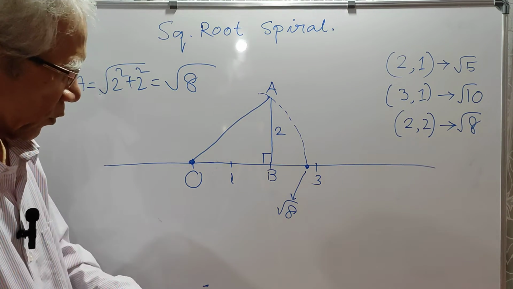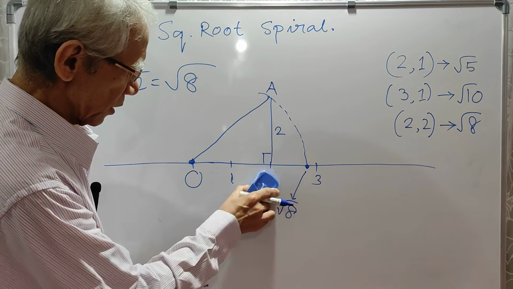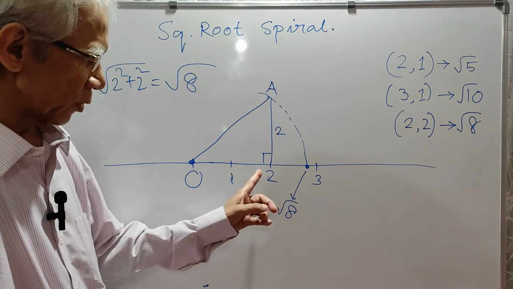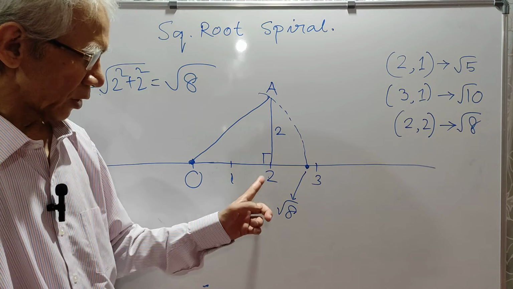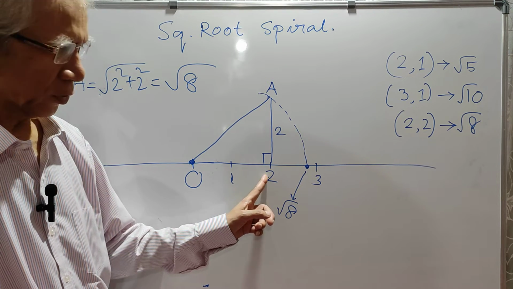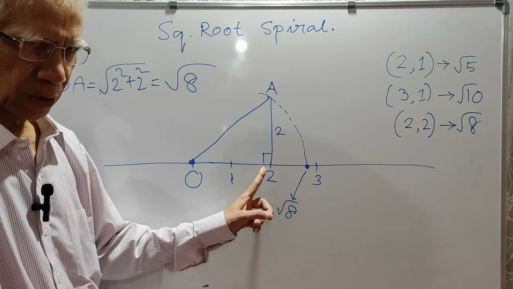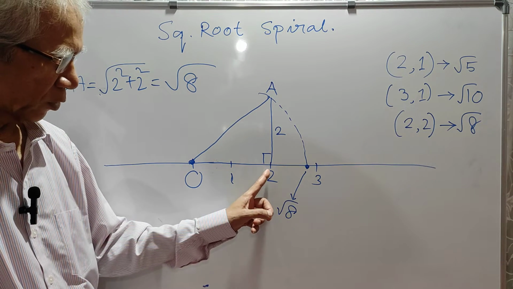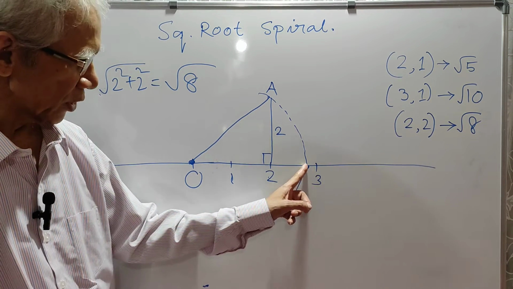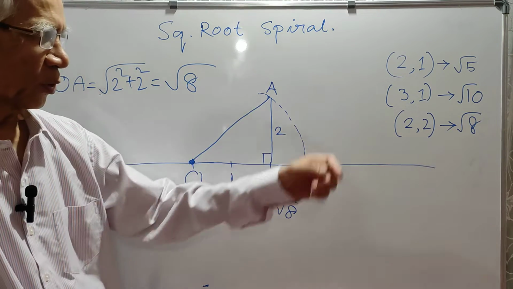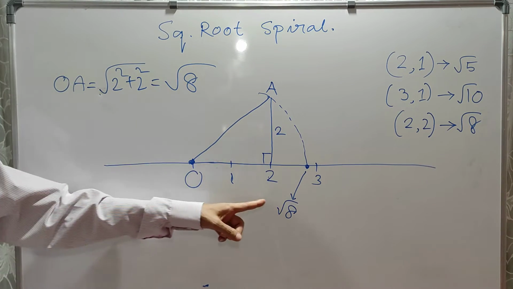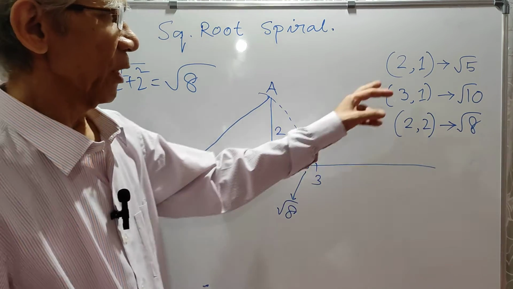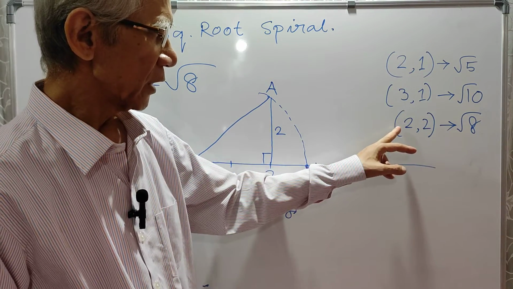Now this point is 2, you see? This point is 2. Now root 8 is between 2 and 3, obviously, because 2 is root 4, 3 is root 9. Between root 4 and root 9 is root 8. So root 8 lies between root 4 and root 9. So this is the point. So taking 2, 2, what you got? We got root 8. Alright? So this is the way, 2, 1, 3, 1, 2, 2.